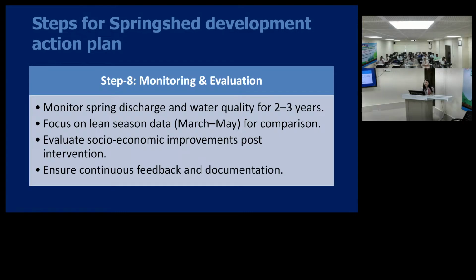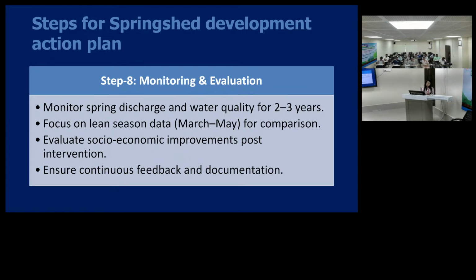Then step 8, you have already done this. Now you need to monitor and evaluate. So for this you need to monitor the spring discharge and water quality for, it is advised, a long period of time. Then focus on lean season data.